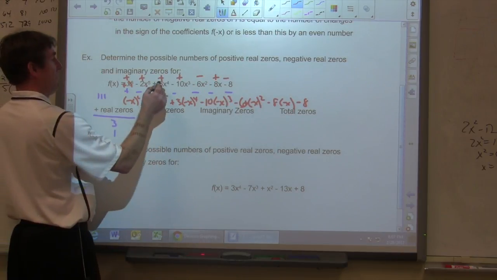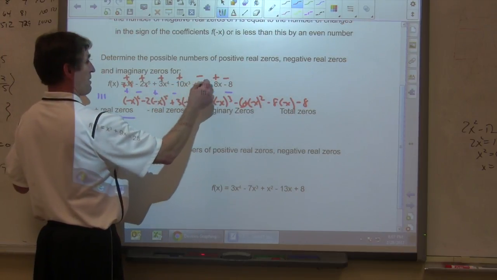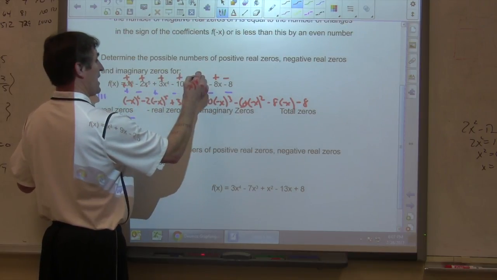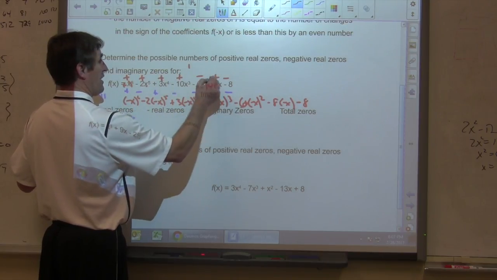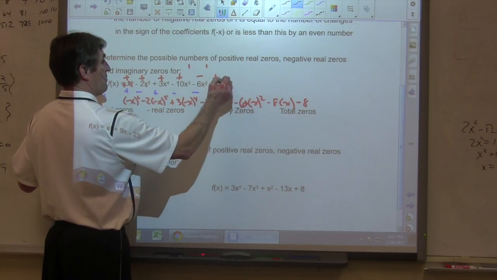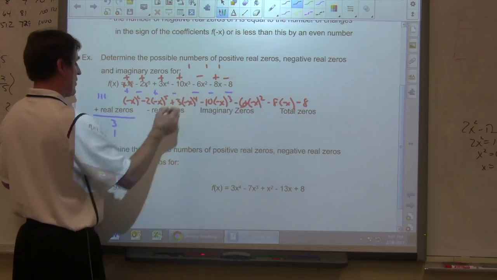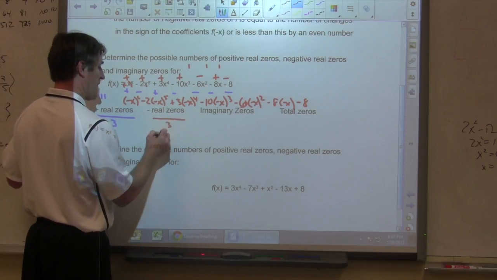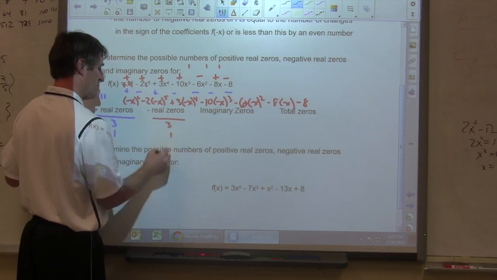And so I go positive, positive, positive, positive, negative, that's 1 sign change. Negative, positive, that's another sign change. Positive, negative, that's another sign change. So I have 3 negative real zeros. And so that goes down by 2's, so 3 or 1.